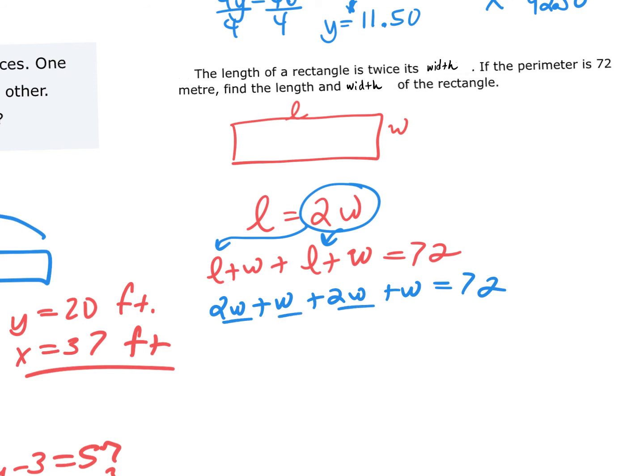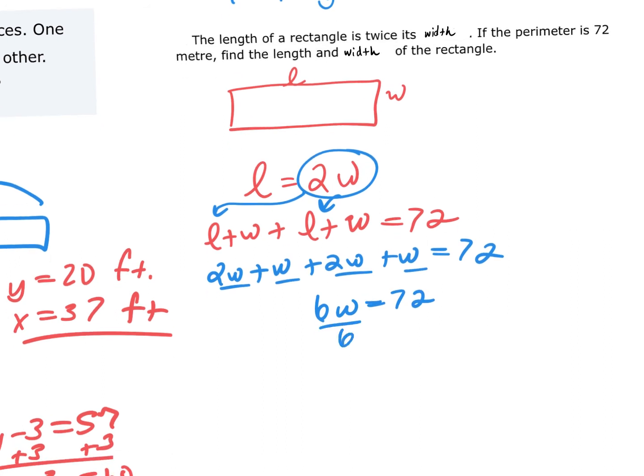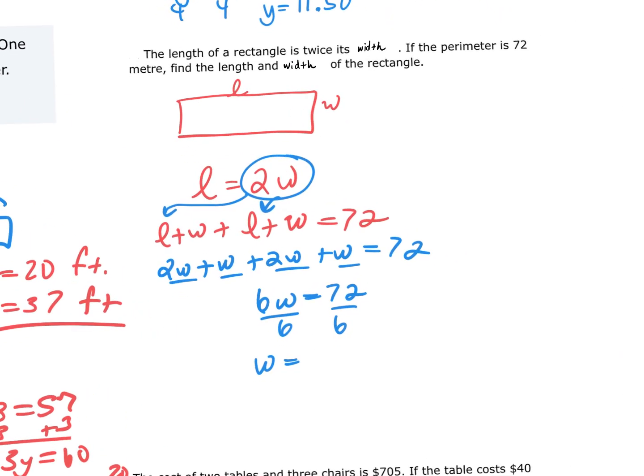2 plus 1 plus 2 plus 1 is? I have 6 W's equals 72. Divide both sides by 6. What's the width of this rectangle? 12. Perfect. It doesn't tell us what units we're using. Oh, yeah, it does: meters. They spell it like the English.